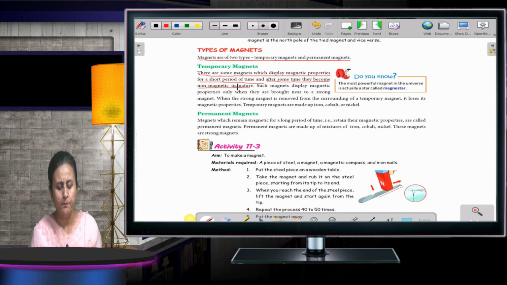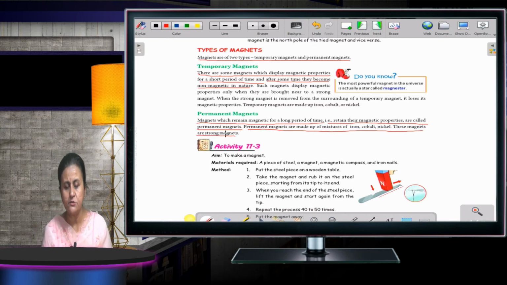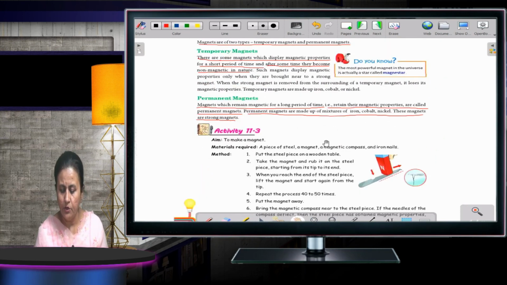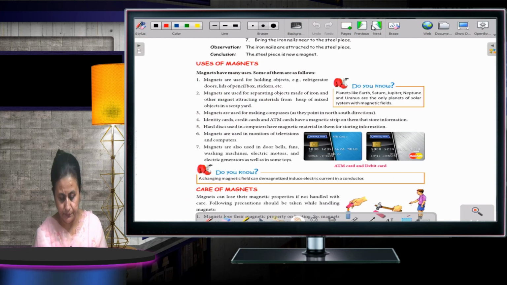If I talk about permanent magnets, magnets which remain magnetic for a long period of time, that is, they retain their magnetic properties, are called permanent magnets. Permanent magnets are made up of a mixture of iron, cobalt, nickel. These magnets are strong magnets. Now, there is one more activity, how to make a magnet, how to make a temporary magnet. This you can do very easily, just go through it.